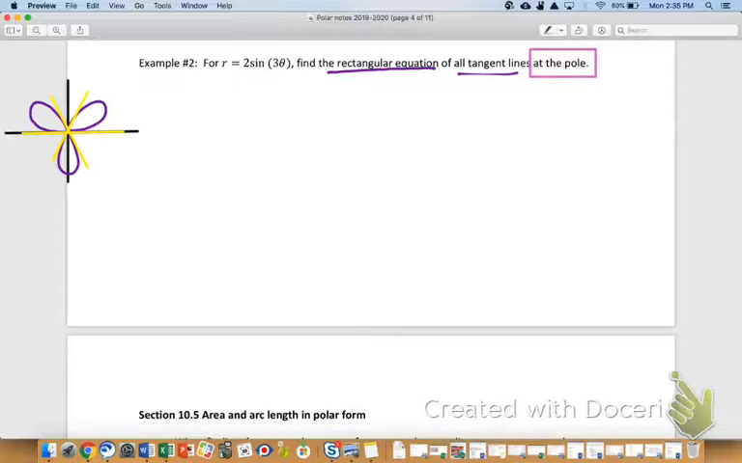But let's understand the significance of this. If r is 0, that means you are sitting right on the origin. And since the origin and the pole are synonymous, these would be the angles we're looking for. What angle are you pointed towards when the radius is 0? You're at the origin. You're at the pole.